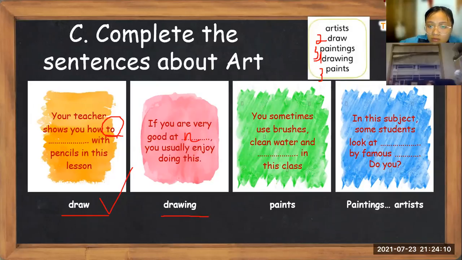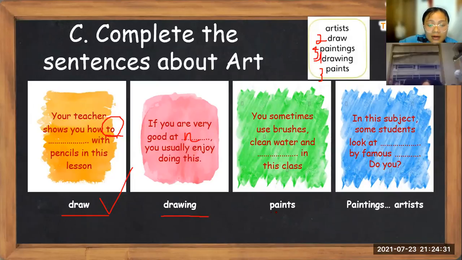Câu này cô lại viết là number 3. Okay, number 4. Như này. In this subject, some students look at painting by famous artists. You know artists? Chúng ta có danh từ artist là nghệ sĩ đúng không? Họa sĩ vẽ tranh đó. Vậy thì 4 cái thông tin này.